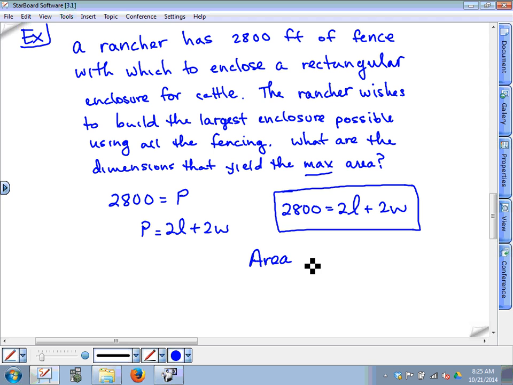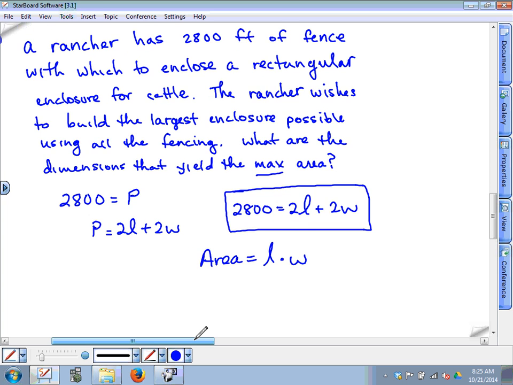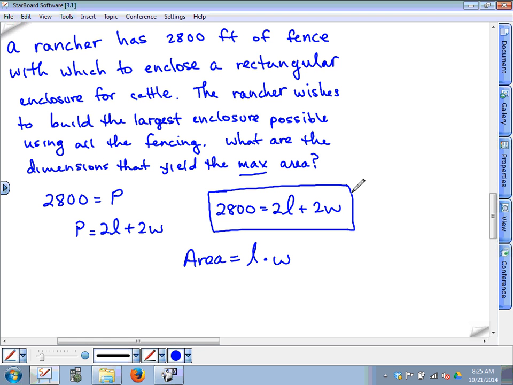Area of a rectangle is equal to length times width. Here's the problem, though. That's not a function. A function has one unknown. This has 2 unknowns. We don't know the length, nor do we know the width. This is not a function. So, here's what we do. Let's use the perimeter. They wouldn't have told us the perimeter if we weren't going to use it. It's not just unnecessary information.